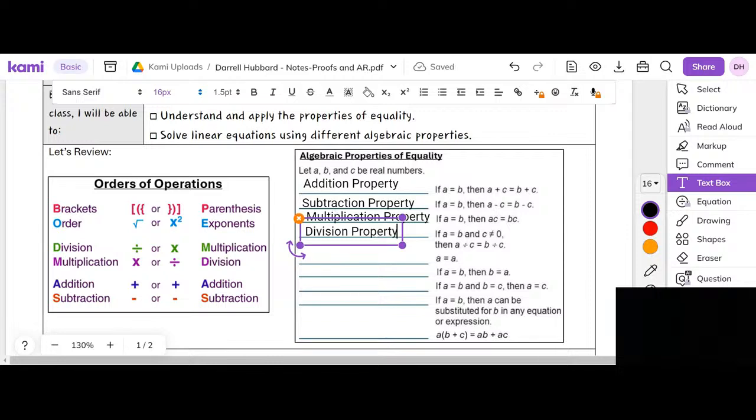And so all of these, like I said before, you've seen these, right? C cannot equal 0 because we cannot divide by 0. So here we have A divided by C is equal to B divided by C. And that's essentially what we're looking at.